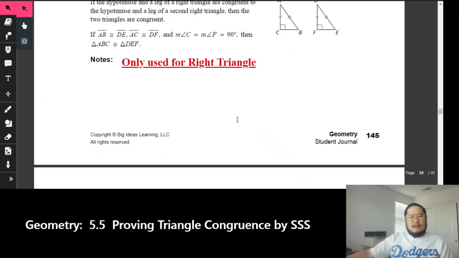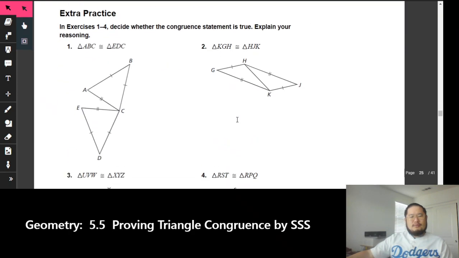All right, let's move on and put it all together. In number one, it says decide whether the congruence statement is true. In order for us to decide that, we have to see which sides are congruent. So I'm looking right here. AB is supposed to be congruent to ED. I look at AB, I look at ED. Okay, good. They are congruent because they have that single hash mark. So let me put that down: AB is congruent to ED, because that's what you're going to be doing in a proof anyway.